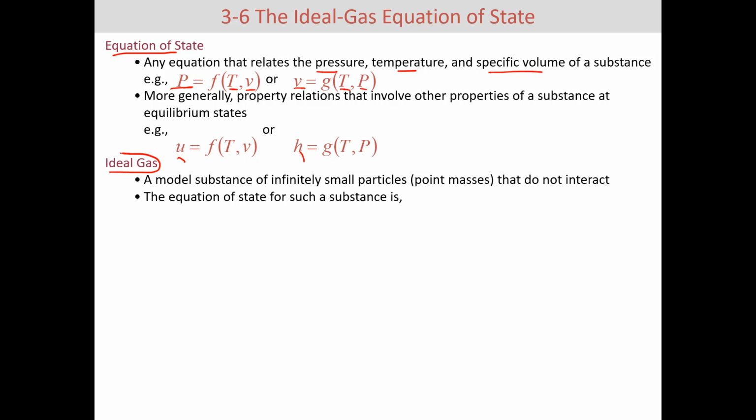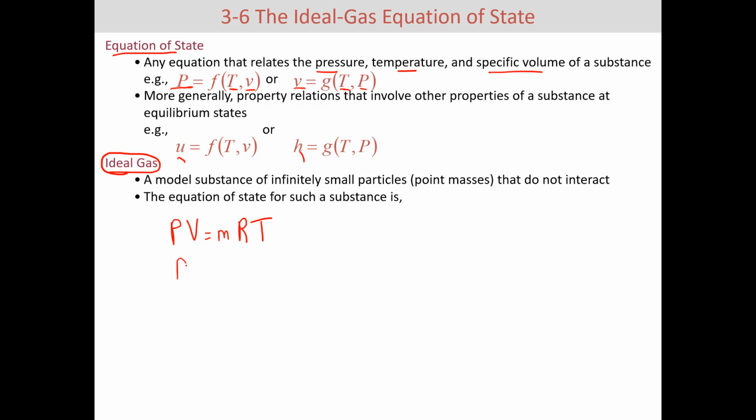What we're going to be mainly dealing with is an ideal gas. An ideal gas is a model substance of infinitesimally small particles that do not interact. And the equation of state for an ideal gas, which I imagine you have probably seen in high school in some form, is pressure times volume equals mass times the gas constant times T.